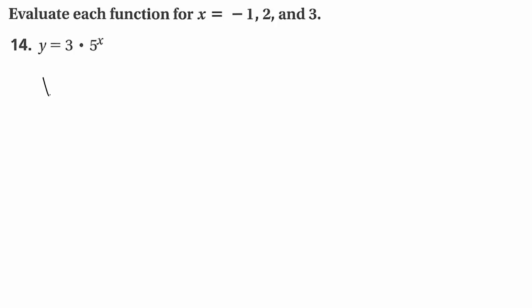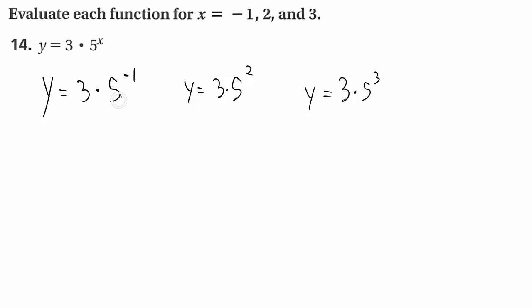I'm going to do these by hand, but I'm going to show you how to do them in your calculator as well. So we're taking 3 times 5 to the negative first power, evaluating that. We're taking 3 times 5 to the second power, evaluating that. And we're taking 3 times 5 to the third power, evaluating that. A negative power, remember, is reciprocal. So this is like 3 times 1/5. So 3 times 1/5 is 3/5.